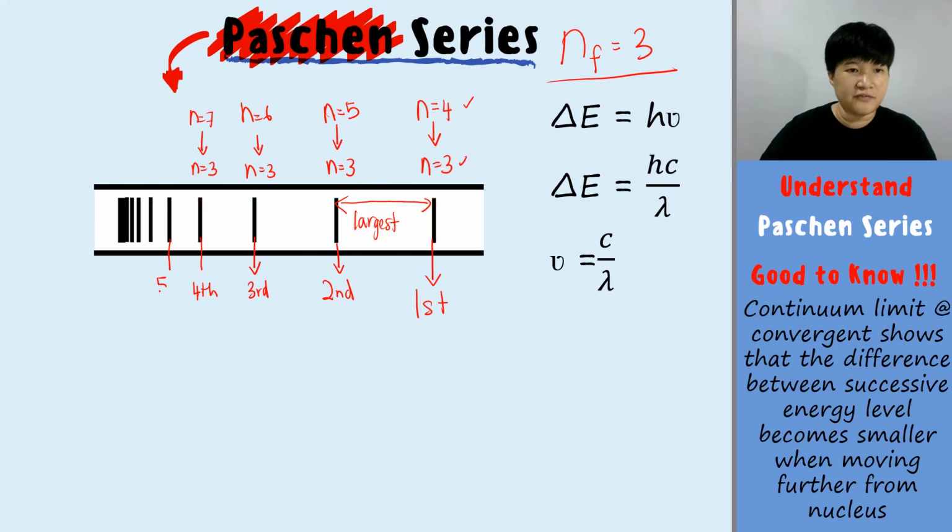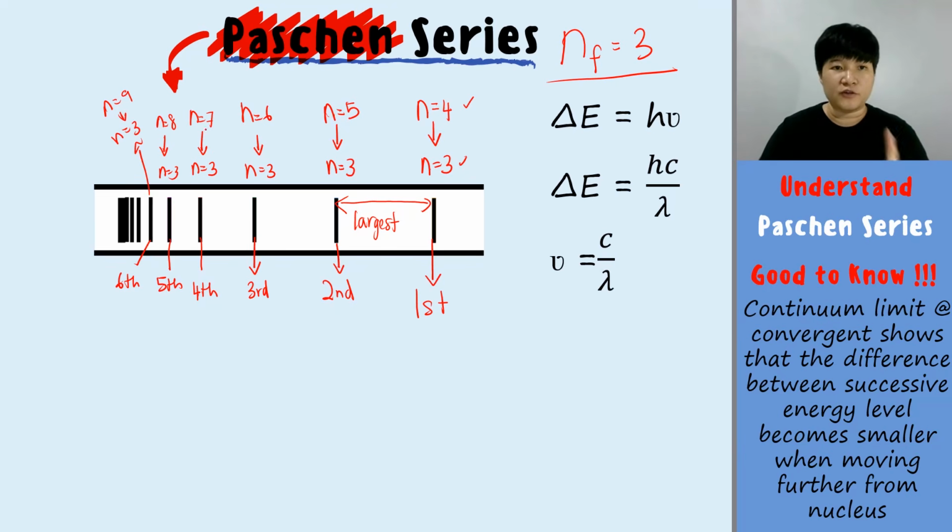That is my fifth line, and the fifth line will be from n equals to 8 drop to n equals to 3 and so on. The sixth line over here will be from n equals to 9 drop to n equals to 3. Okay, for sure everybody drops to n equals to 3 because it's a Paschen series. Okay, simple. That is how we read the line spectrum for a particular series.